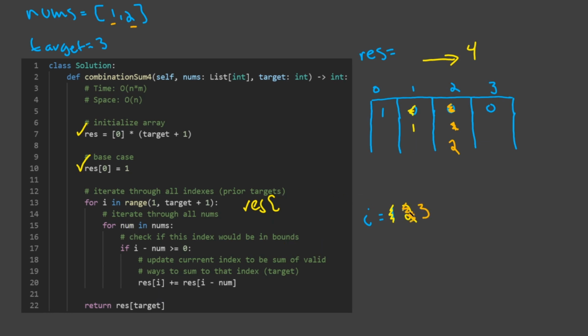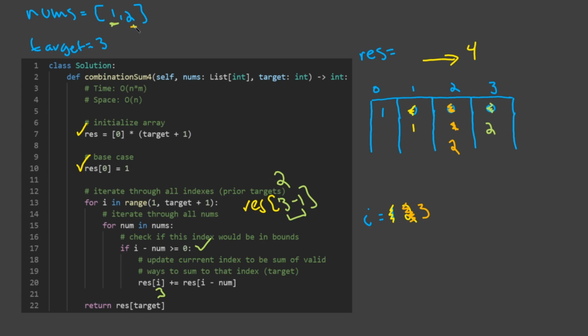So now our i is equal to 3, and now we want to iterate through the nums array. So for num in nums, we want to check if it's valid. So let's start with the 1 here, and let's see. 3 minus 1, well, this is positive, so we're good here. And now we want to update result at 3 to be equal to the current result at 3 plus result of i minus num. And if we're doing 1, that would be result of 2, so we want to add 2 to 0, and now this is going to be 2.